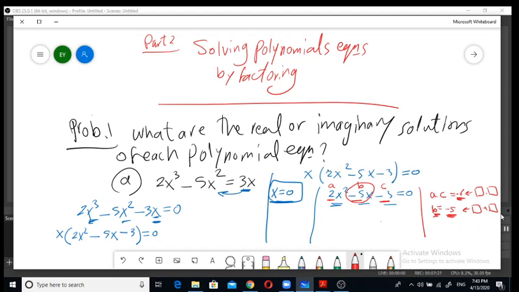3 times negative 2 will be negative 6, but 3 minus 2 will be 1, not negative 5. So we can try 6 and 1. 6 times 1, 6. If we put negative 1, 6 times negative 1 will be negative 6. But the sum, 6 minus 1 will be 5, not negative 5. So we are going to change the sign.